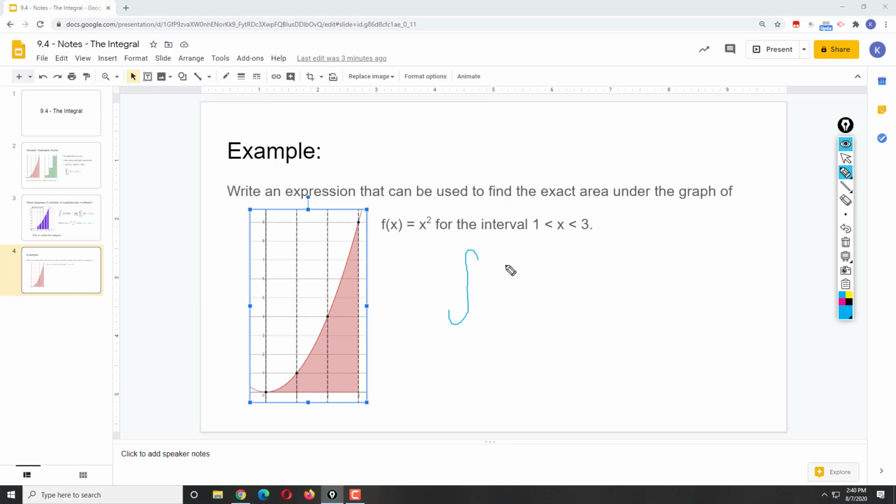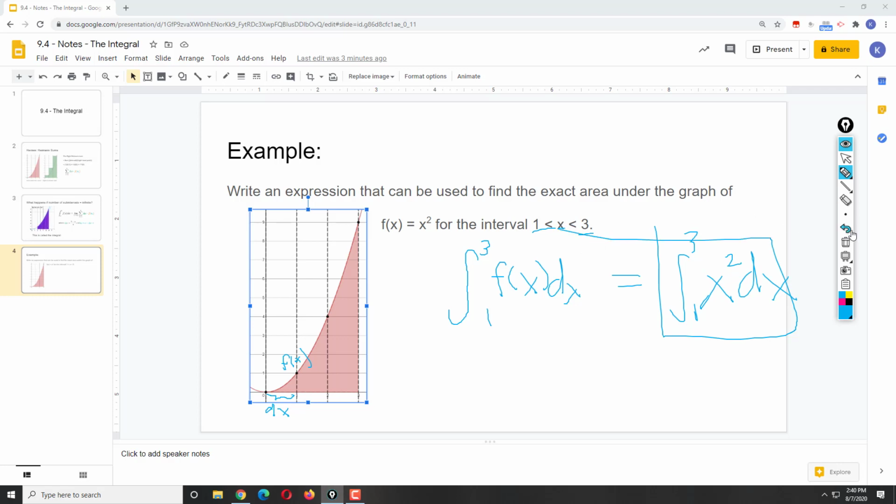That's the integral. We want f of x dx, because this is f of x and the size of the interval is dx. And we're going from 1 to 3, so we will write 1, 3. Of course, that's just the integral from 1 to 3 of x squared dx. So that's an integral. In the next 2 lessons, we will learn how to calculate these integrals.